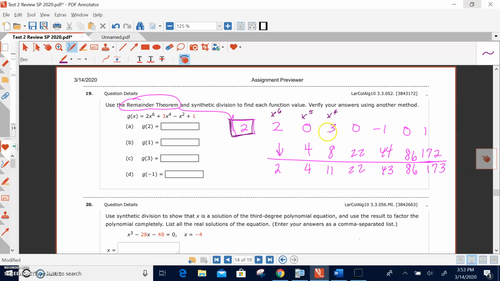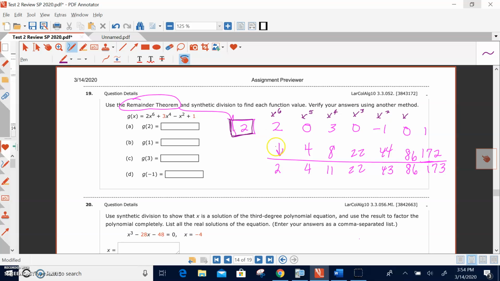X to the 3rd is missing. I have an x squared. The power of x is missing. And then we have the value of 1, our constant. So you've got to be careful to put in all those missing terms.